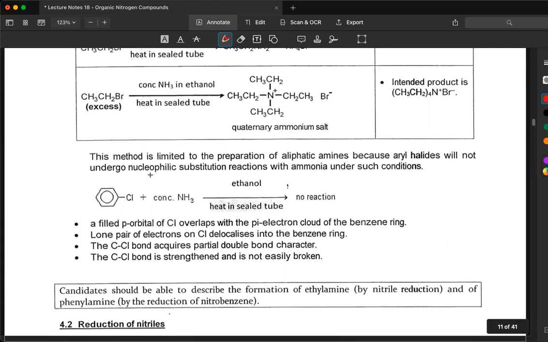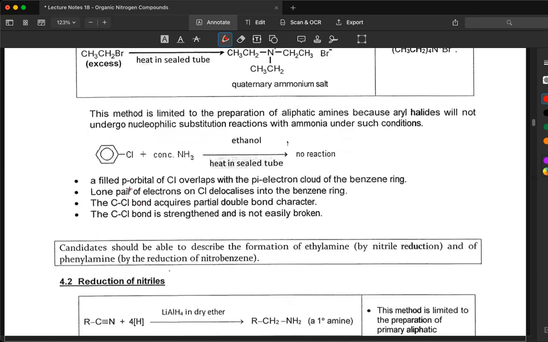This method is limited to the preparation of aliphatic amine because aryl halides will not undergo nucleophilic substitution with ammonia. So this reaction will not occur. So it's only limited to aliphatic. A filled p orbital of chlorine overlaps with the pi electron cloud of the benzene ring. So the lone pair of electrons on chlorine will be delocalized in the benzene ring. Therefore, C-Cl acquires partial double bond character, and this bond is strengthened and not easily broken.